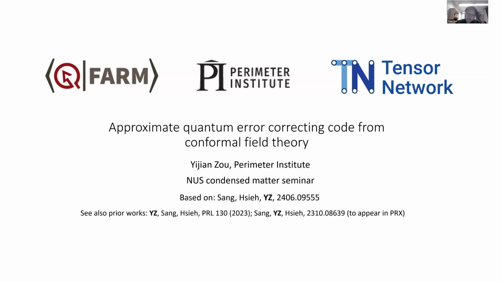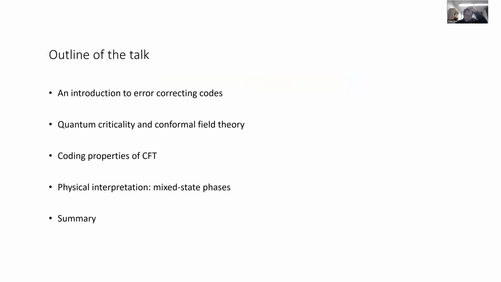So this talk is about quantum error correction and how to use conformal field theory to build a quantum error correction code. In order to start, I think you probably don't know many things about quantum error correction. So the first thing I am going to talk about is a very brief introduction to the error correction codes. And then I will go to more condensed matter side of the story, which is quantum critical systems and conformal field theories.